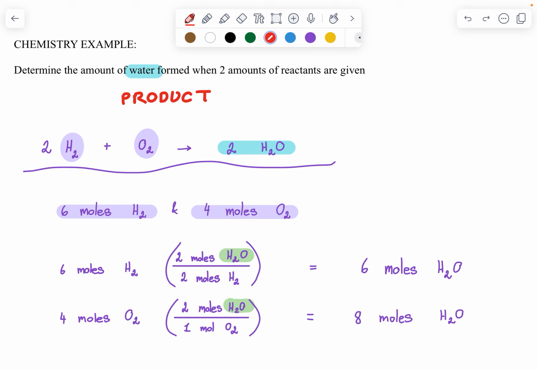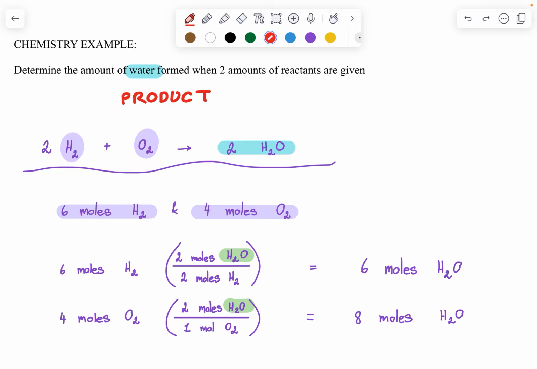Now, to get our water, what did we say? The thing that we want to get to goes on the top. The thing that you're using to get to that thing goes on the bottom. And also because we want to cancel it out, right? So let's see. 6 moles of H2, that's our reactant, and that's what we're given. And we're going to use our mole to mole ratio to determine how much the 6 moles of H2 makes.